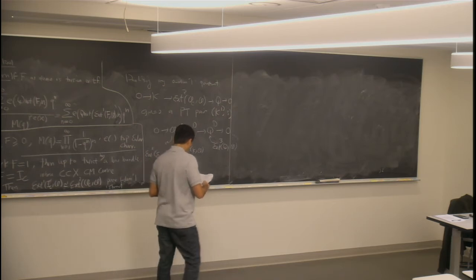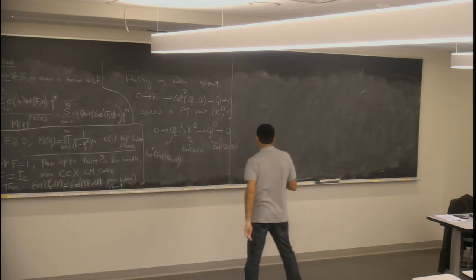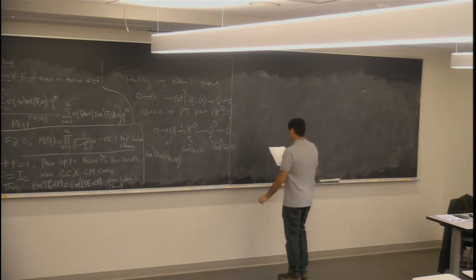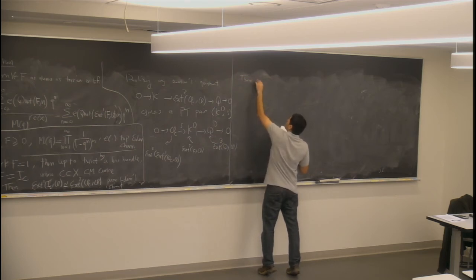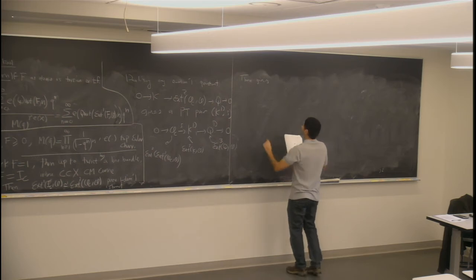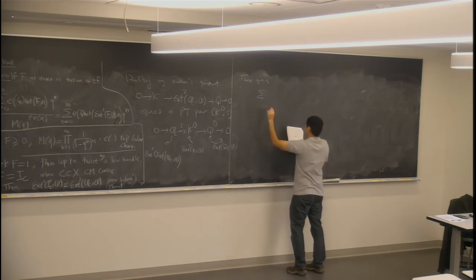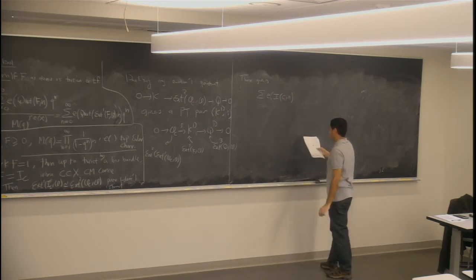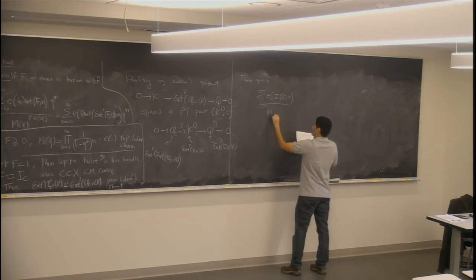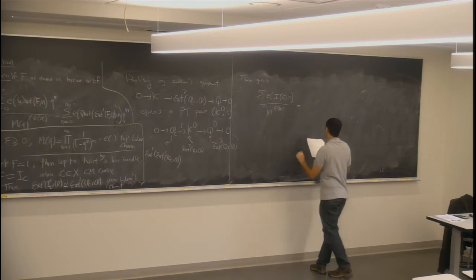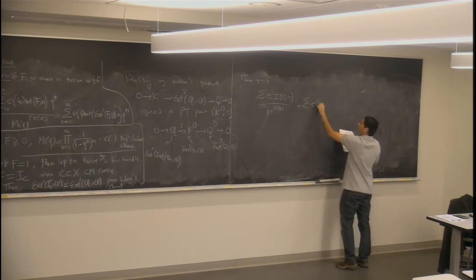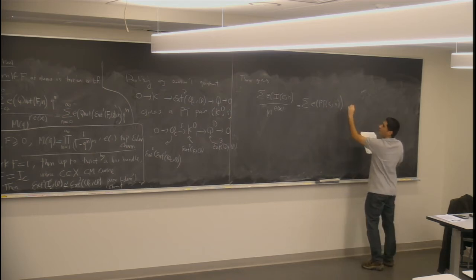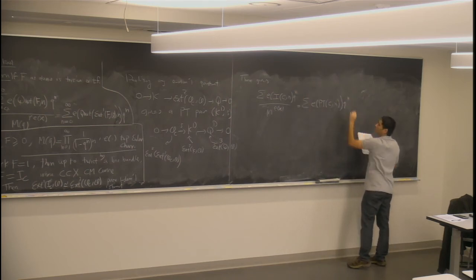So using this idea, we can interpret this main theorem in the case that rank is one. Theorem: the sum over the Euler characteristic of I_C,n is equal to the sum of the Euler characteristic of the PT moduli space. So this is the main theorem in this case.